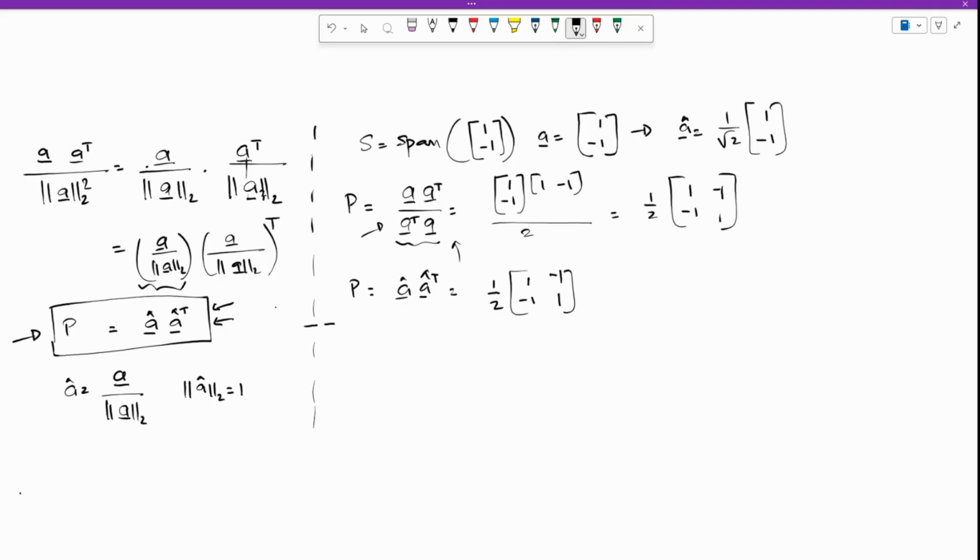Now, let's say we want to project the vector 2, 1 onto this subspace, that is, we want to do the orthogonal projection onto this subspace. What would be P, small p? Well, small p would simply be this. I'll take the half outside. Tell me what you will get.